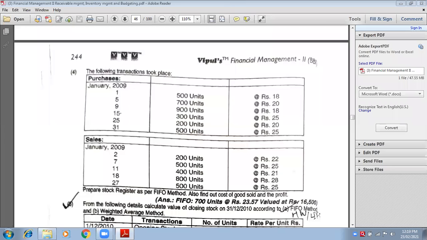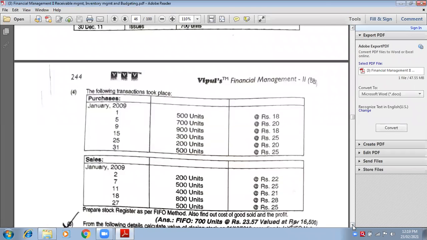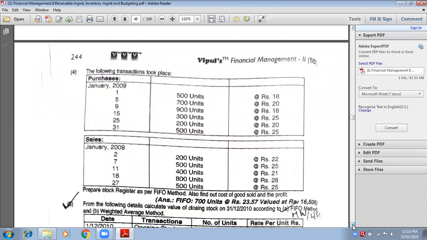So let's start with this fourth question. This is an unsolved problem. Today we are going to start with the weighted average method. So shall we begin now? Yes, ma'am. Okay. So see what is the question.